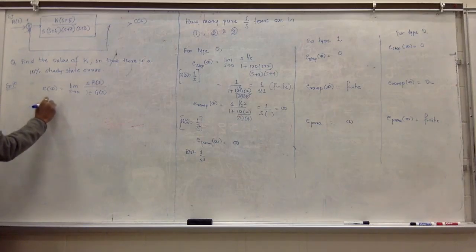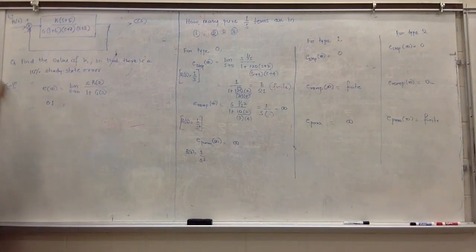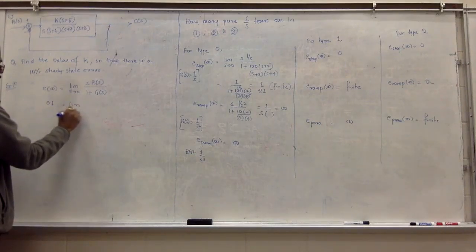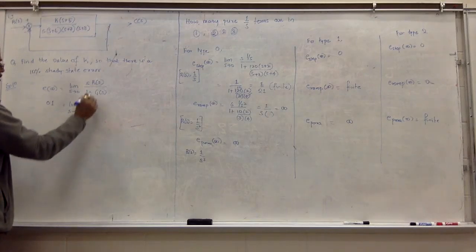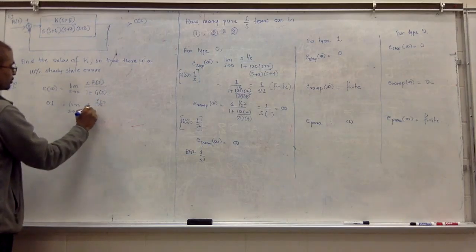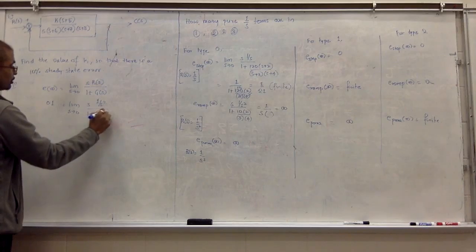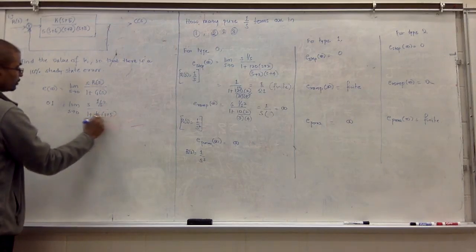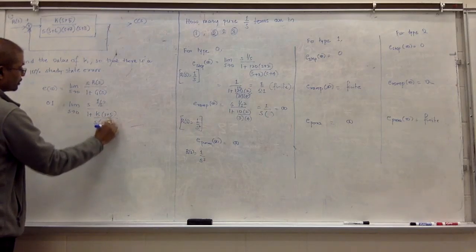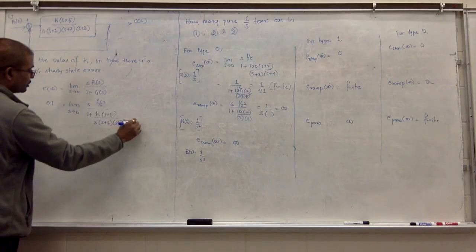E infinity itself is 0.1, 10%. Okay? So you have limit S tends to 0, S R of S is 1 over S square over 1 plus K into S plus 5 divided by S into S plus 6, S plus 7, S plus 8.